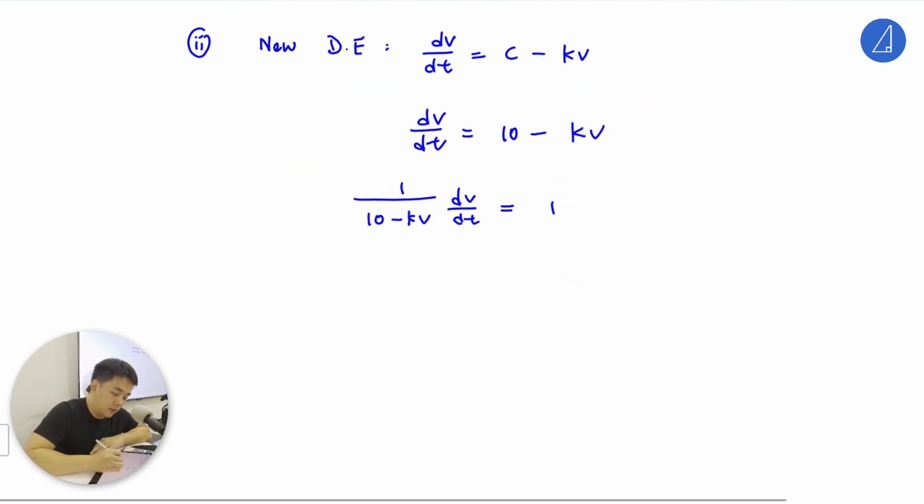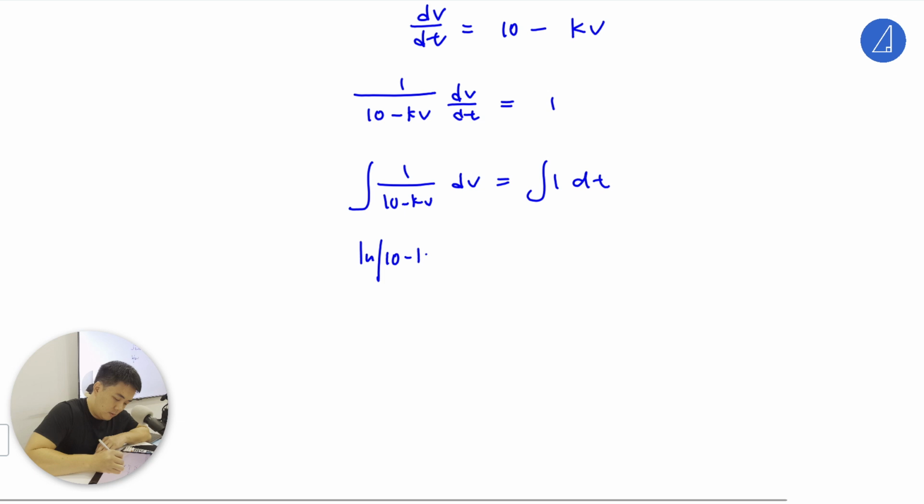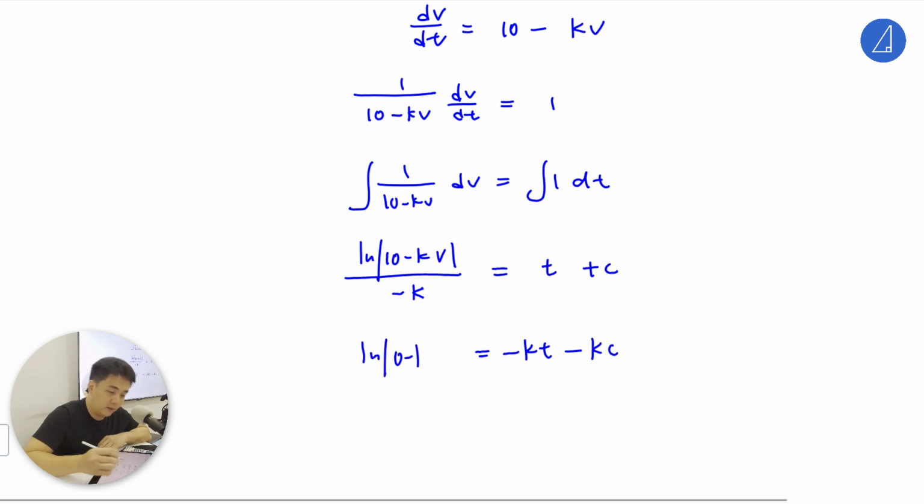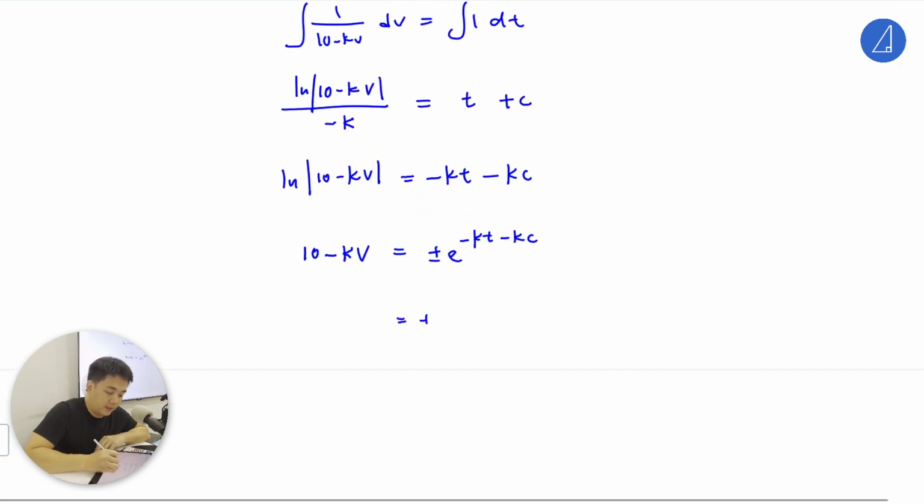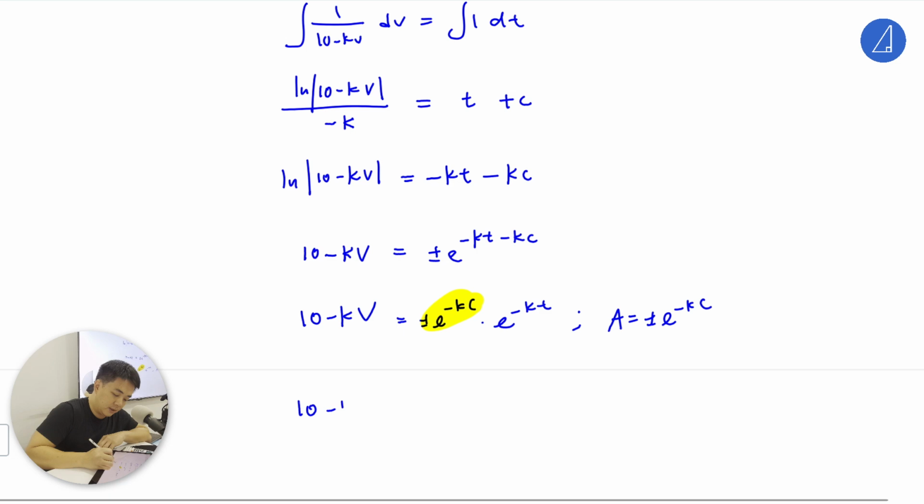This is separable, so just move this over. So 1 over 10 minus kv, dv equals dt, so ln|10 minus kv| divided by negative k equals t plus c. Negative kt plus c equals ln|10 minus kv|. Open up the ln, plus or minus e^(-kc) times e^(-kt) equals 10 minus kv. Everything here is constant, so just replace it with an arbitrary constant a. This will give us 10 minus kv equals a e^(-kt).